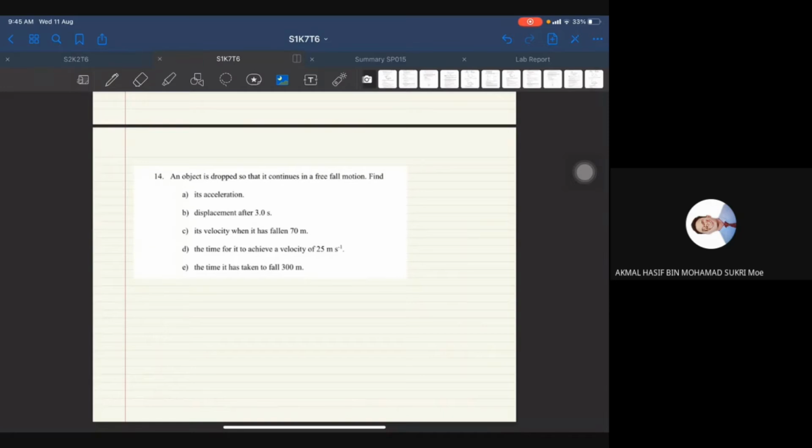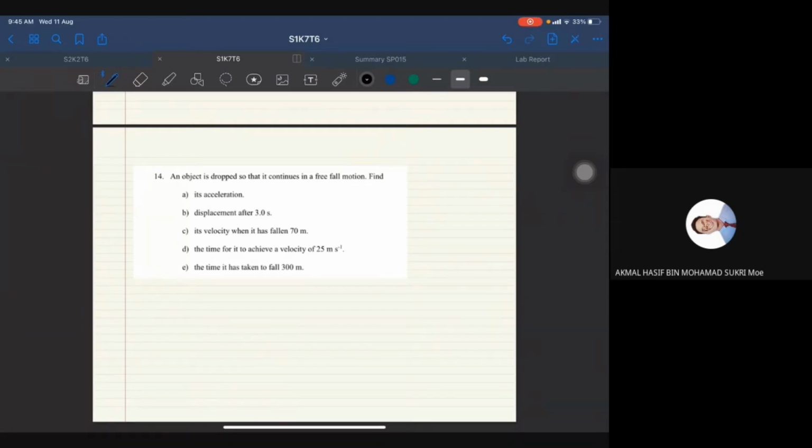An object is dropped so that it continues in a free fall motion. Find its acceleration, displacement after 3 seconds, its velocity when it had fallen 70 meters, the time for it to achieve a velocity of 25, and the time it has taken to fall 300 meters. Okay, so the maximum fall in this question is up until 300 meters.